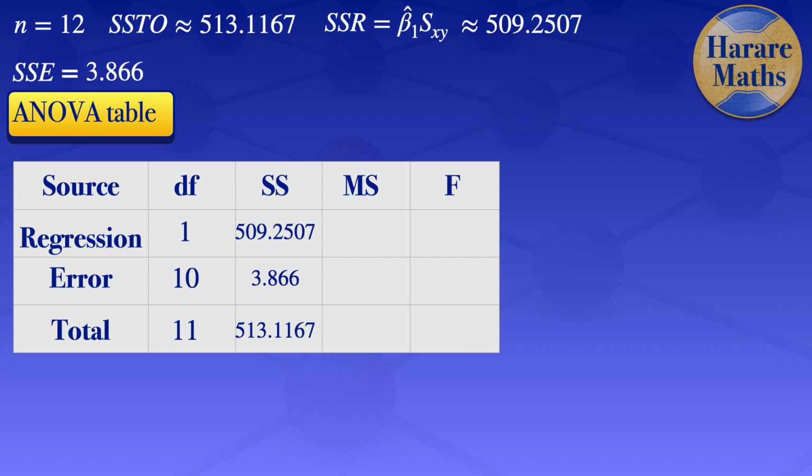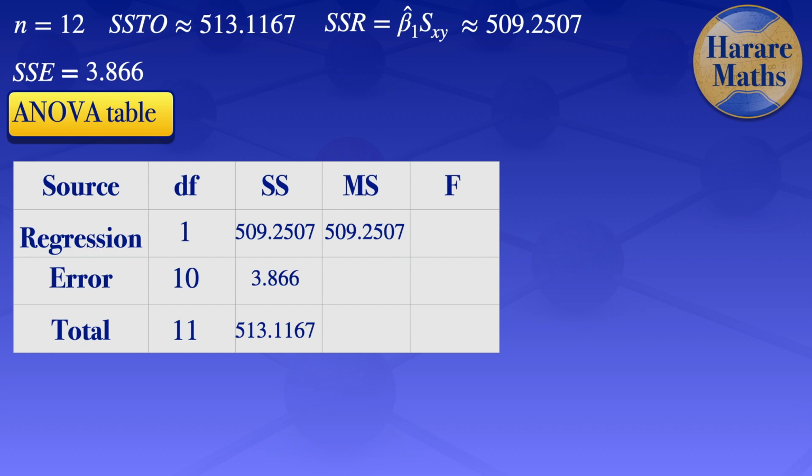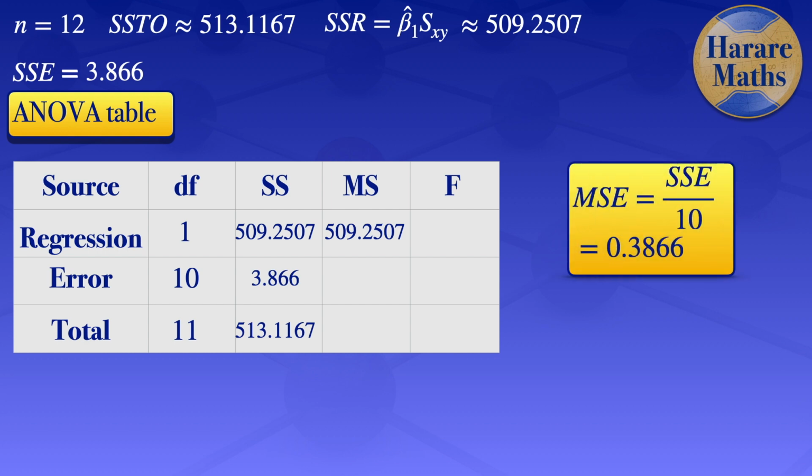So I'll now go on and calculate the mean square regression. The mean square regression is the sum of squares regression divided by 1, which gives us 509.2507. So I'll write the mean square regression there as 509.2507. I now go on and calculate the mean square error. The mean square error is sum of squares error divided by the degrees of freedom, the 10, and it gives us 0.3866.